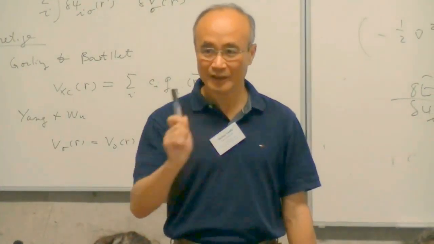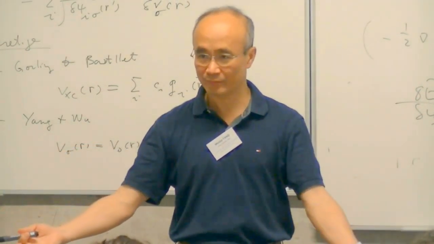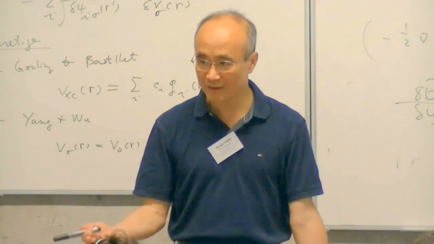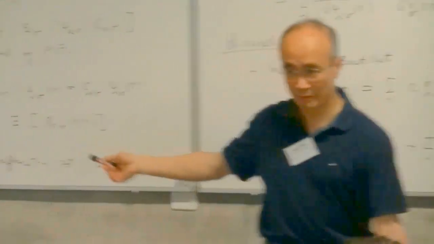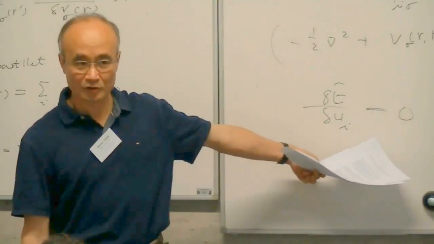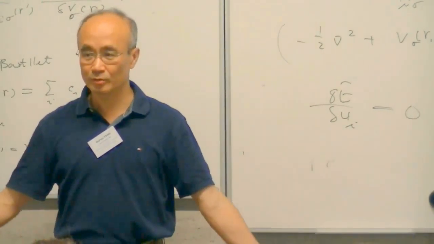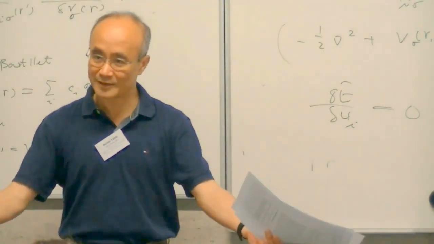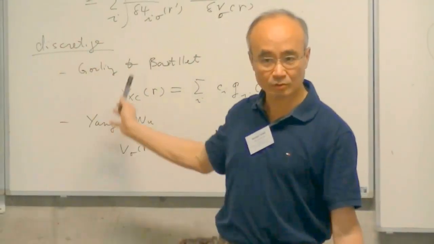Since both give you similar physical answers, the question is, this is more complicated, the OEP approach, because you have to do this. This is easy. This is just the Hartree-Fock equation. So because they give you similar answers, when do you want to do OEP?